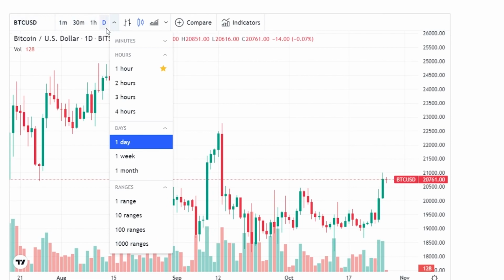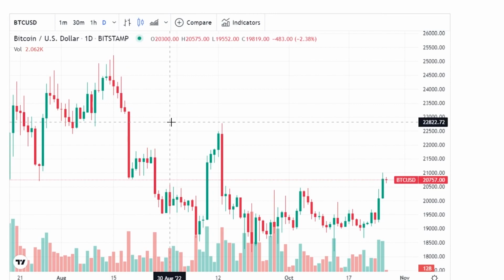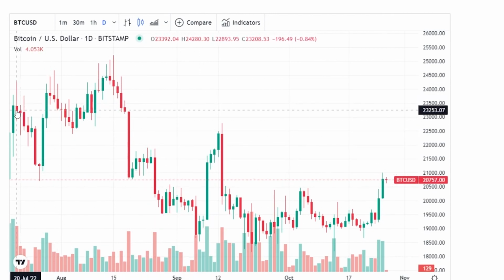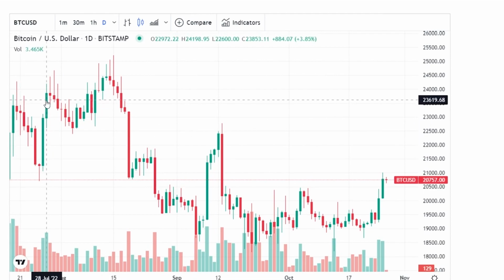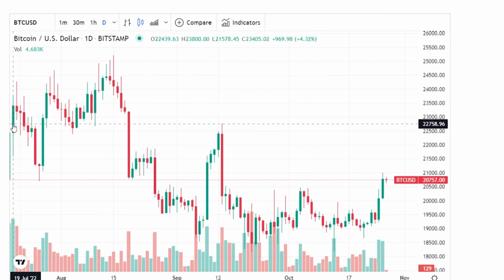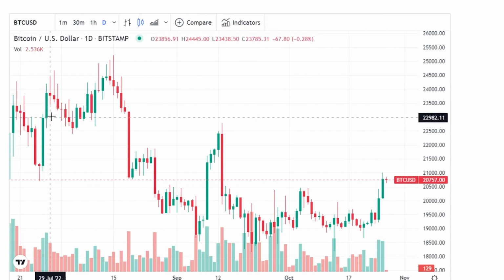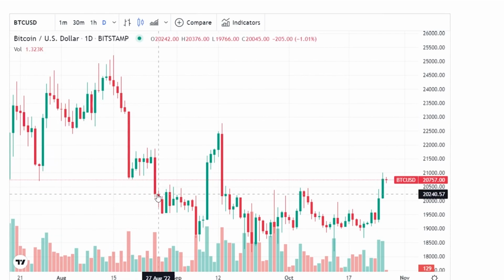Now you can set this time interval to 1 minute, 30 minutes, 1 hour, 1 day, 1 week, 1 month. What this does is that it shows how much the chart changes in 1 day. For example, every single candle over here represents 1 day. So this green candle is 1 day. Then this red candle is the next day, this is the next day, this is the next day. So basically every candle represents 1 day.